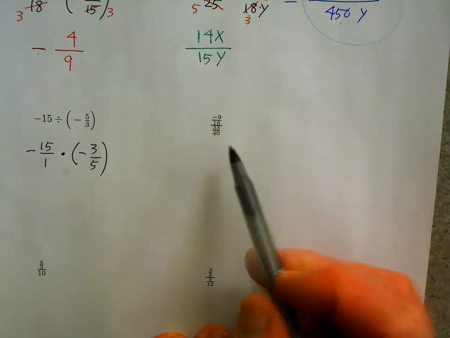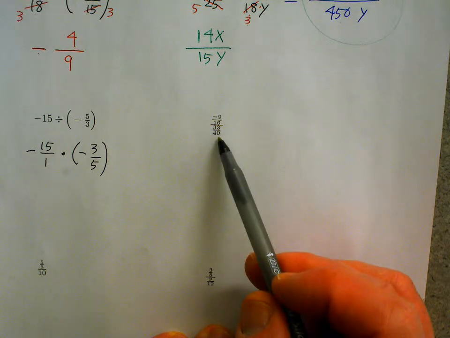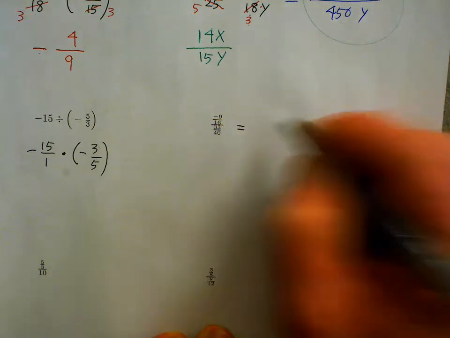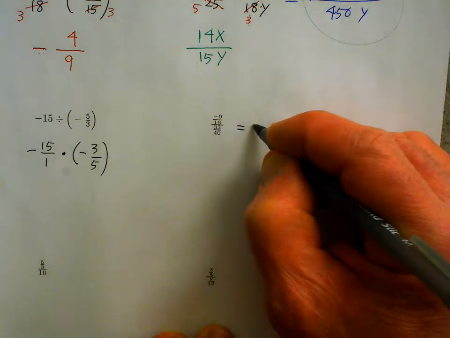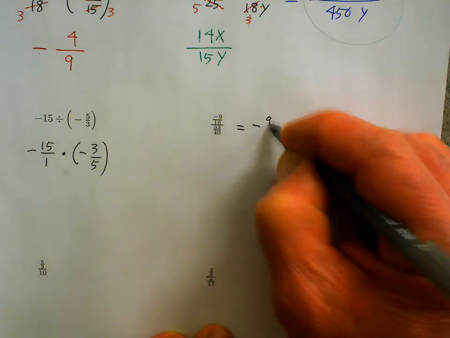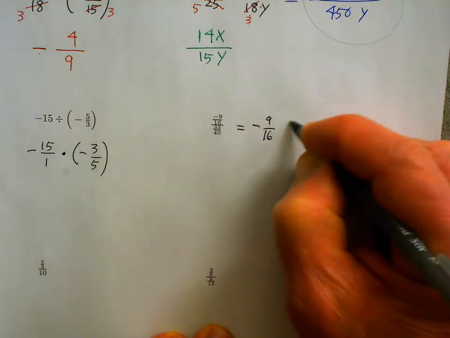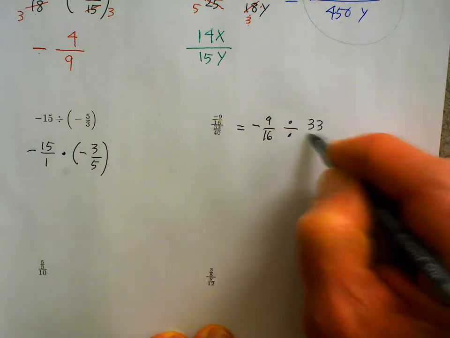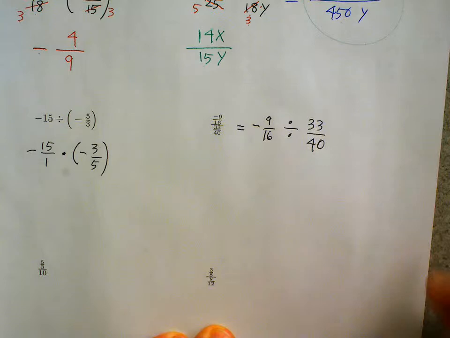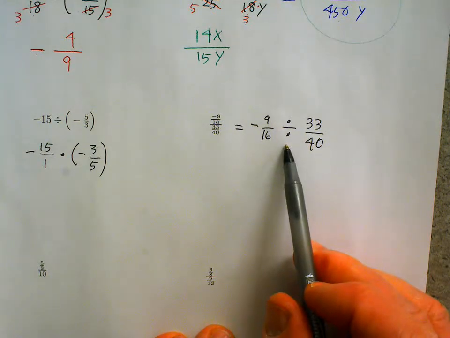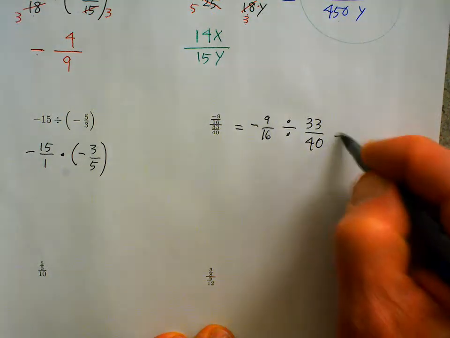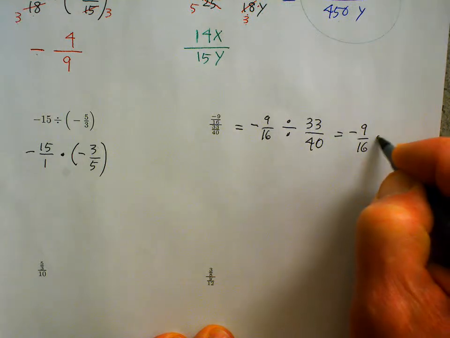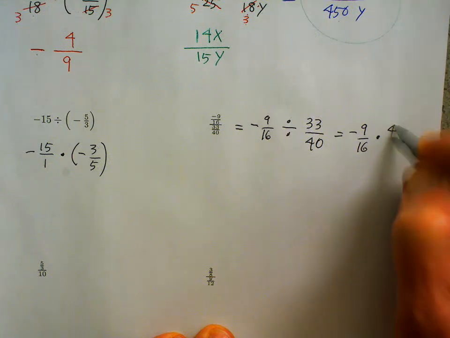Okay, the next one, -9/16 divided by 33/40. As an intermediate step, we can write this as -9/16 divided by 33/40. And then we can convert it to multiplication. So -9/16 times the reciprocal, which is times 40/33.